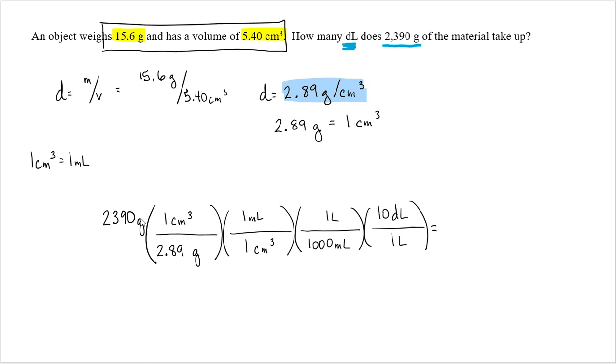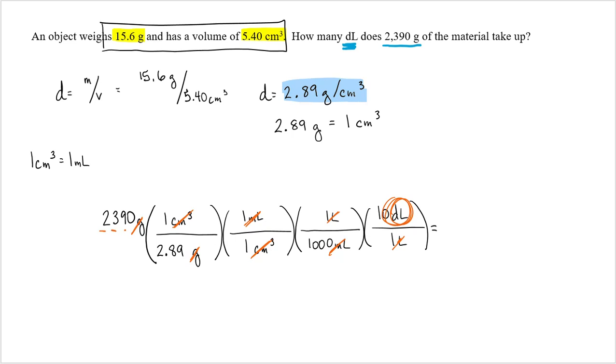Double check. Everything cancels like it should. Grams to grams, cubic centimeters to cubic centimeters, milliliters to milliliters, liters to liters. You're left with an answer of deciliters. So in order to do this, I'm going to do this on my calculator right now. 2,390 times 10, enter, divided by 2.89, enter, divided by 1,000. 8.27. And again, I'm going to round it to 3 significant figures.